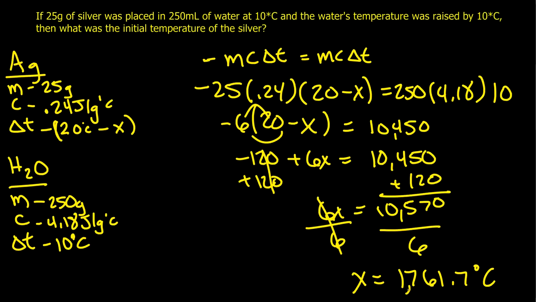And that is calorimetry. So pick out your variables. Figure out which substance goes to the negative side, which substance goes to the positive side, and then just do some algebra. Might seem a little daunting at first, but once you get the hang of it, it gets pretty simple.